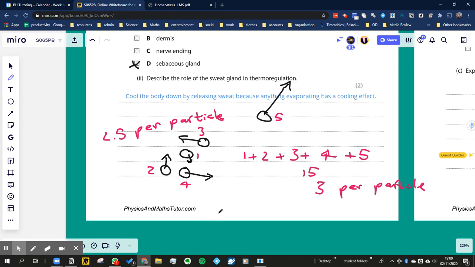And temperature is defined as the average kinetic energy. That's what it means. So evaporation reduces the average kinetic energy, which means it reduces the temperature. So that's why evaporation causes a cooling effect.